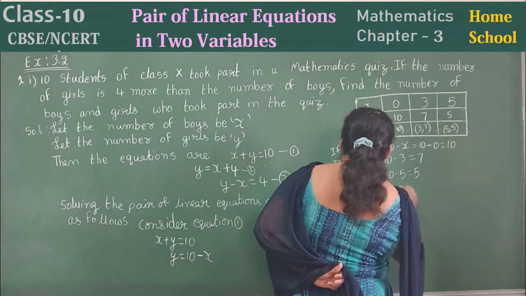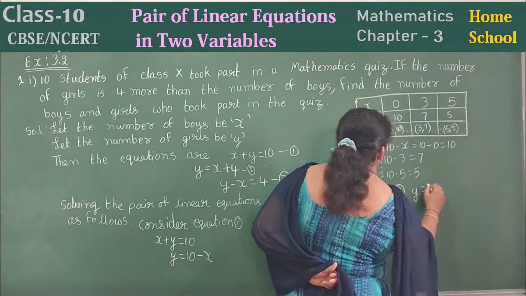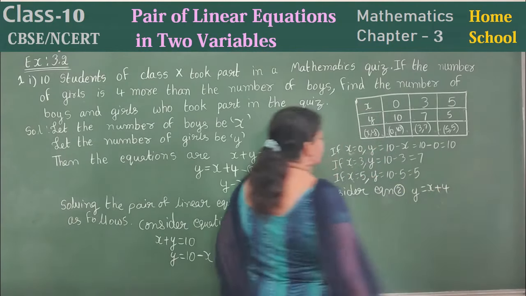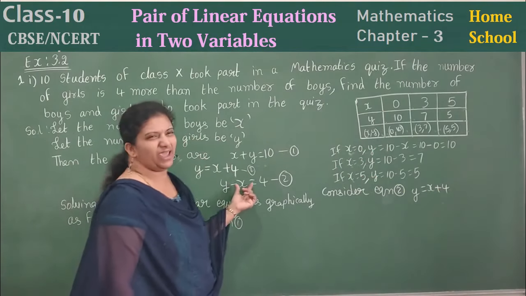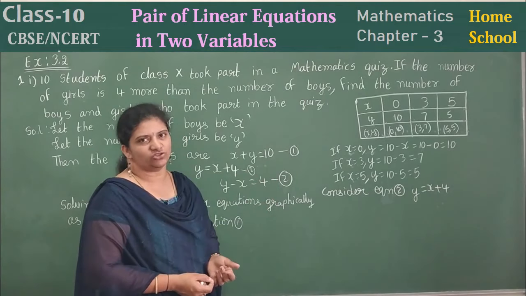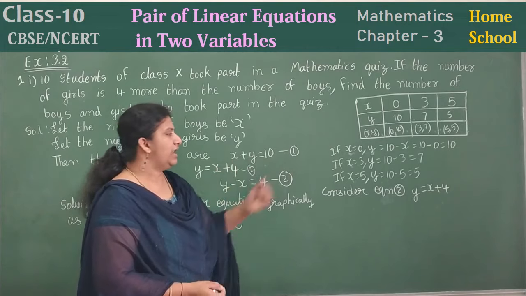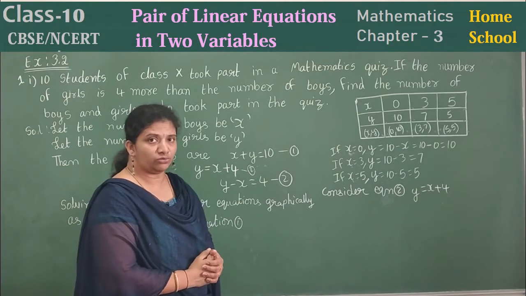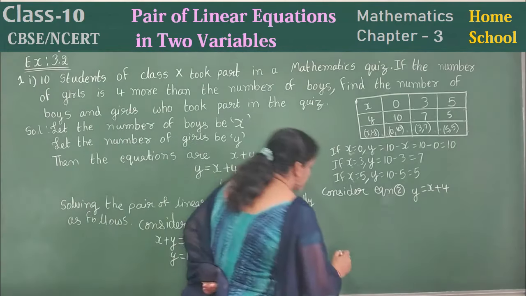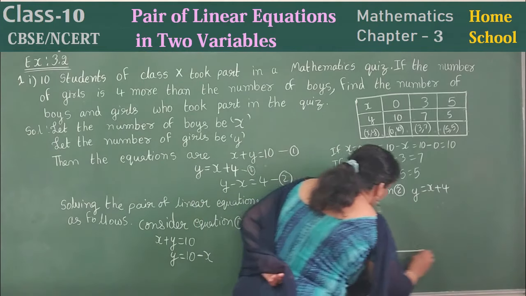Consider equation 2, that is y is equal to x plus 4. If you take this also, again you have to rewrite y equal to children, right? So you can take this one only, no problem. Now what we need to do? We need to do the table. So now let me do the table down.